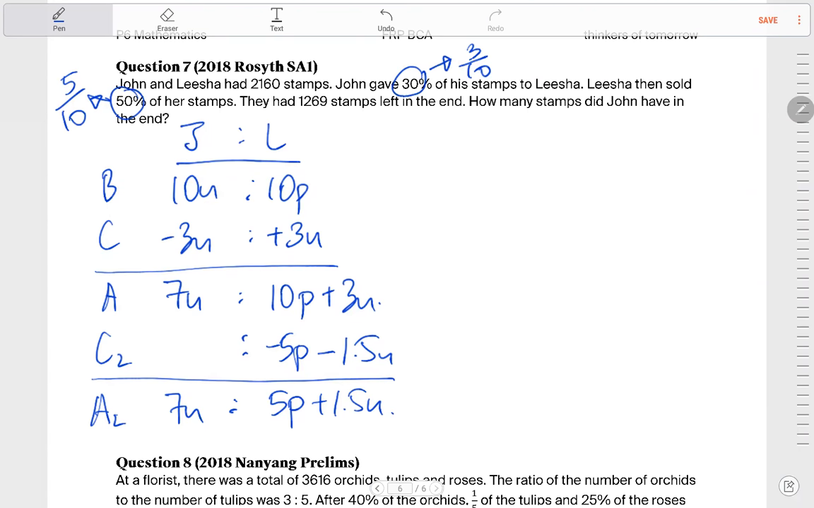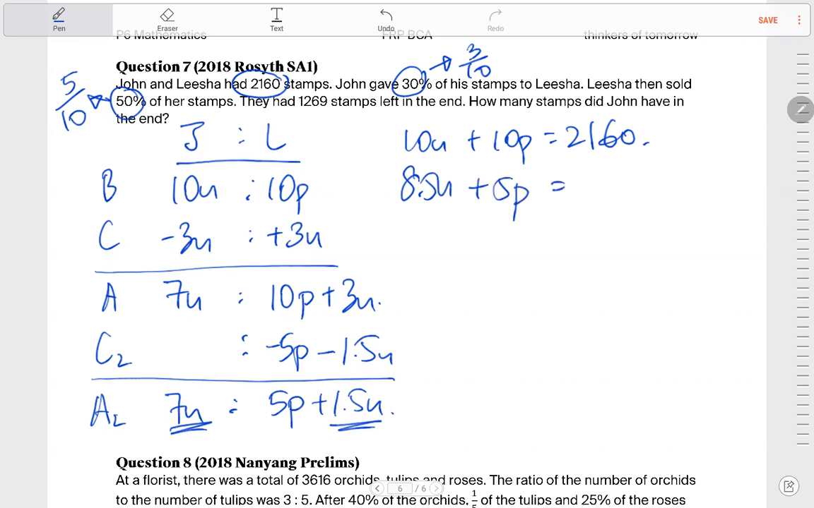Now, let's look at the whole numbers that are given to you. John and Lisha had 2,160 stamps, which tells you that 10U plus 10P is 2,160. They had 1,269 stamps in the end. If you look at what I have in the end, this tells me that 8.5U, why 8.5? 7 plus 1.5 here, plus 5P is equal to, over here, 1,269. And you realize that this is again another simultaneous equation question.